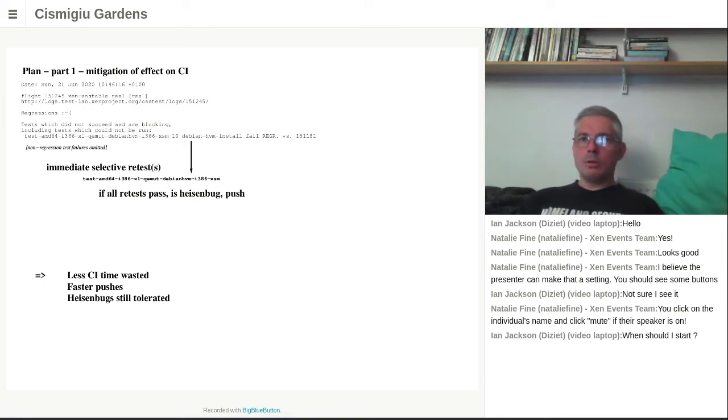It will give us a push in a more timely fashion, but it will still tolerate Heisenbugs. So we still won't be trying to do anything to reduce the number of these bugs and their probability in the code we're testing.